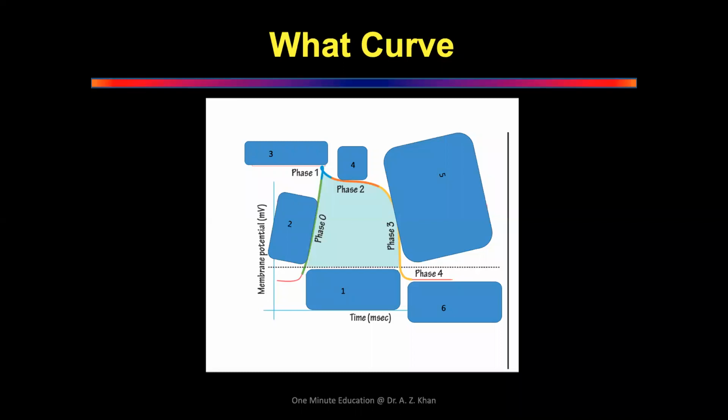So the question is, what is 1, 2, 3, 4, 5, and 6? You have to write down in your book. I marked out some things. And also I want you to explain what is phase 0, phase 1, phase 2, phase 3, and phase 4.